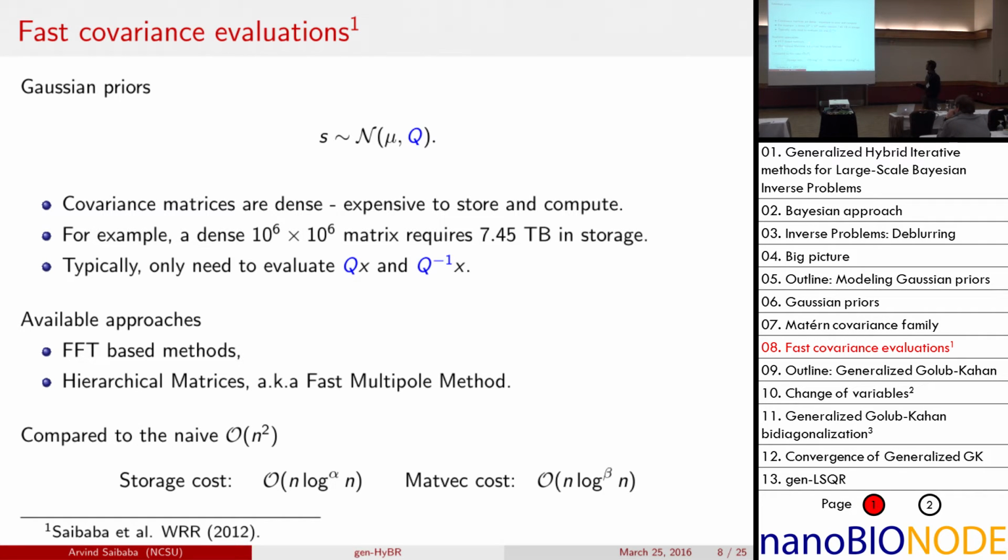But the bottom line is, using both of these approaches, compared to the naive order n squared approach, the storage cost is now n log n, and you can forget these factors of log, which are quite small. And the matrix vector cost is also n log n. So the advantage is that you can do what you would have wanted to do with the sparse differential operators, but you can do it at basically the same asymptotic cost.